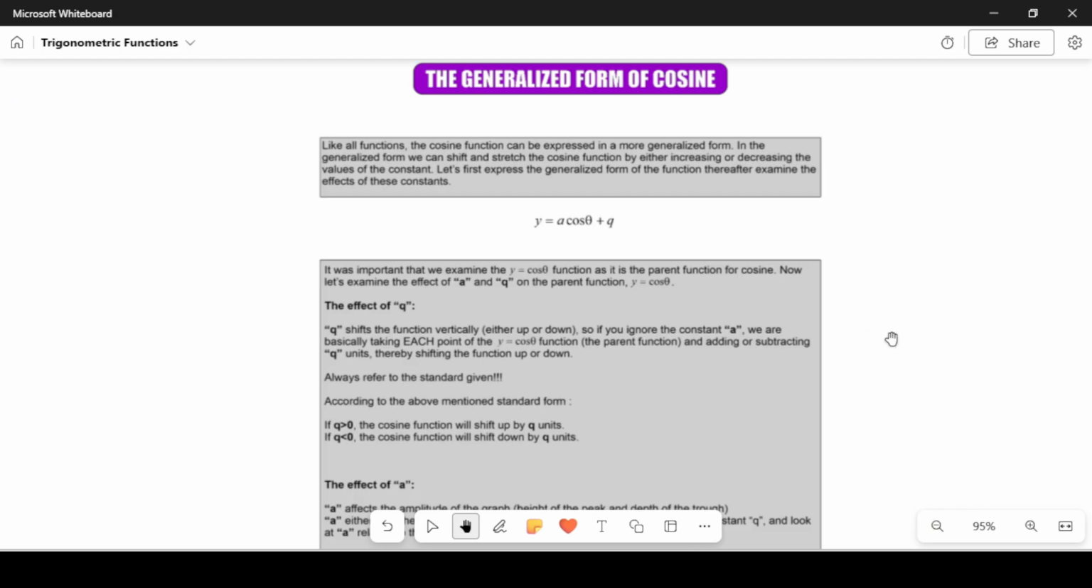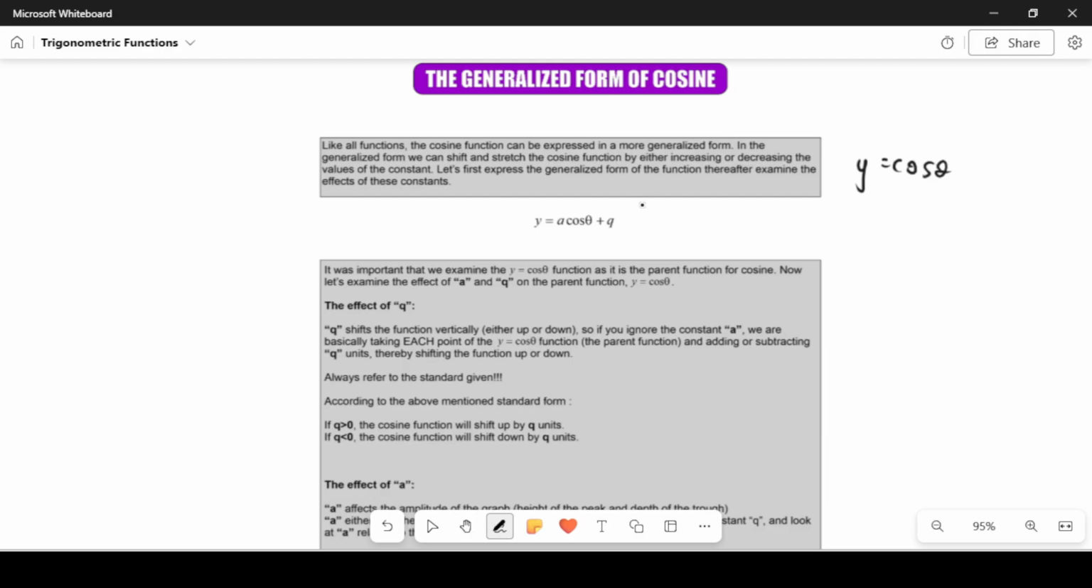Right, so now we can talk about the cosine function in a more generalized form. Like all functions, the cosine function can be expressed in a more generalized form. In the generalized form, we can shift and stretch the cosine function by either increasing or decreasing the values of the constants. Let's first express the cosine function in the generalized form and thereafter examine the effects of each constant. So here it is. We know that the parent function takes on the form y = cos θ.